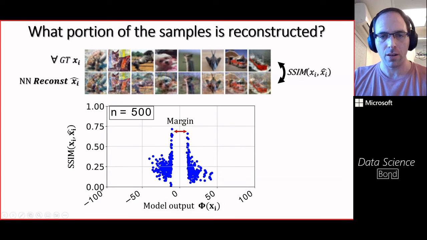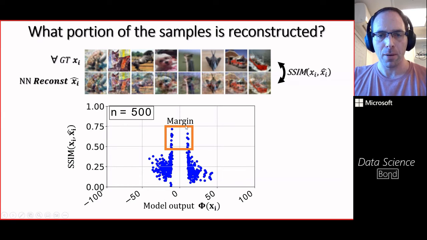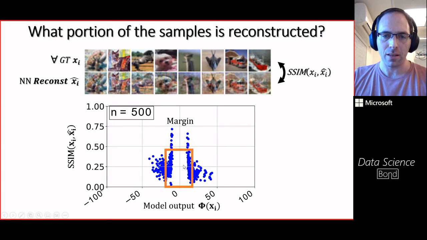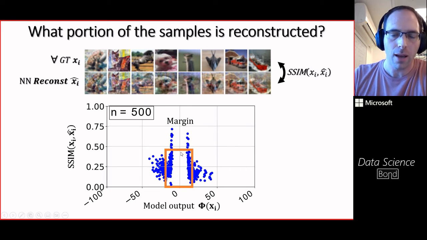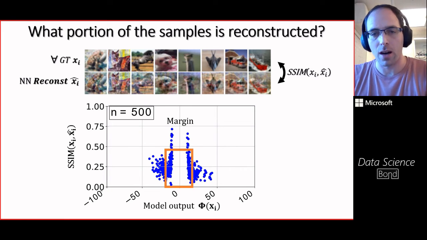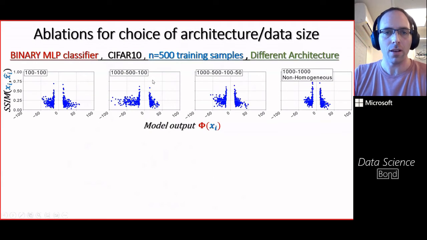And what we show here, this is actually the margin for this model. We see that samples with good reconstruction, with high structural similarity to their reconstructions, are only samples that lie on the margin. We didn't manage to reconstruct anything that is far from the margin. And actually, there are also a lot of samples that are on the margin that we didn't manage to reconstruct. So we don't know exactly yet why. It is a quite hard question to ask.